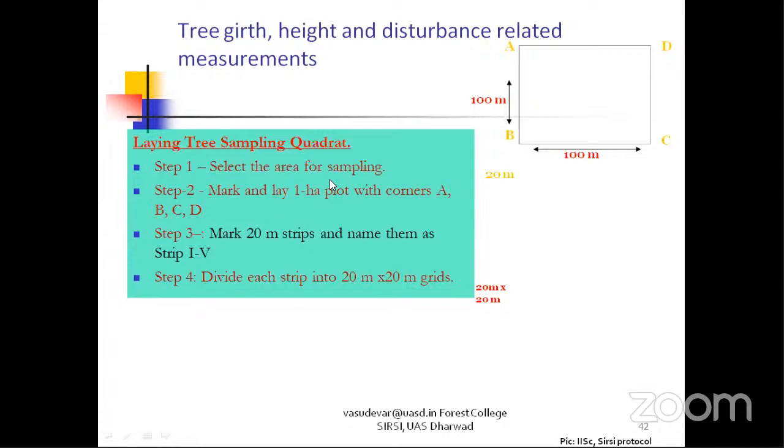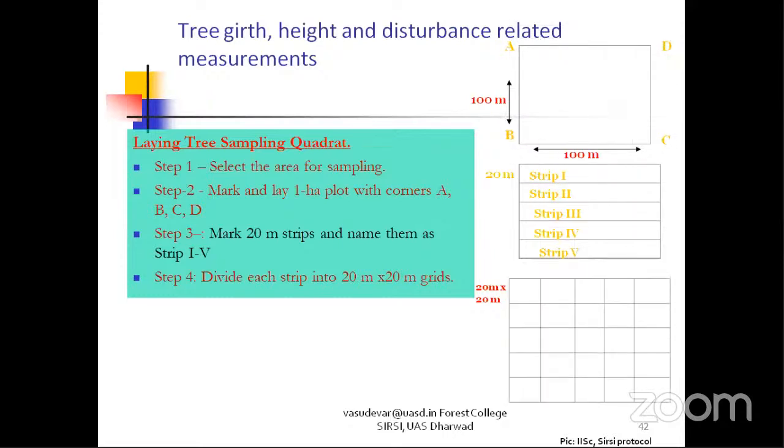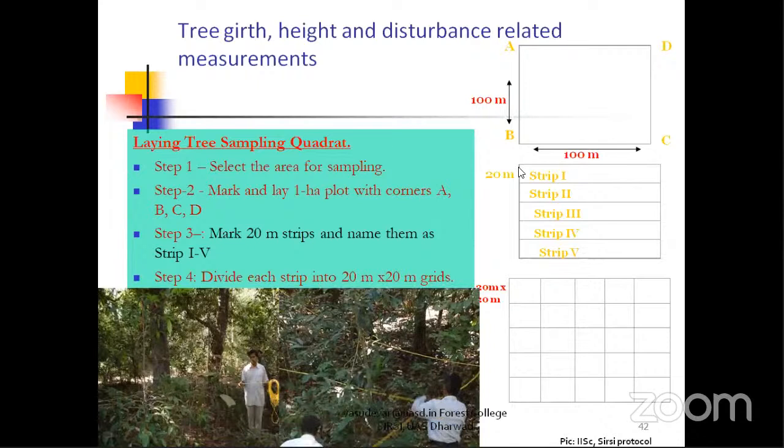So select the area for sampling, mark and lay the 1 hectare plot. Next, within each 1 hectare, we make 5 strips, each having a width of 20 meters and a length of 100 meters. So divide this entire 1 hectare plot into strips of 20 meters width and 100 meters length. Then we go to one strip here and start making the subplots with a 20 meter by 20 meter grid. So essentially, first mark these cornerstones and then divide into 5 strips.